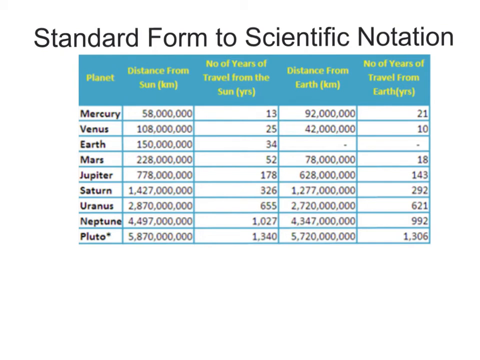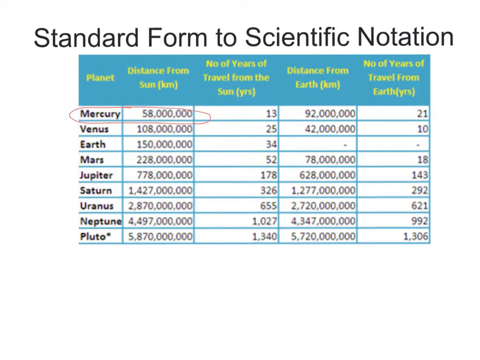In this video, I'm going to show you how to change numbers that are written in standard form into scientific notation. Numbers in standard form that you want to change into scientific notation would be really large numbers, for example, the distances planets are from the sun, or distances planets are from Earth. So for example, let's take Mercury.